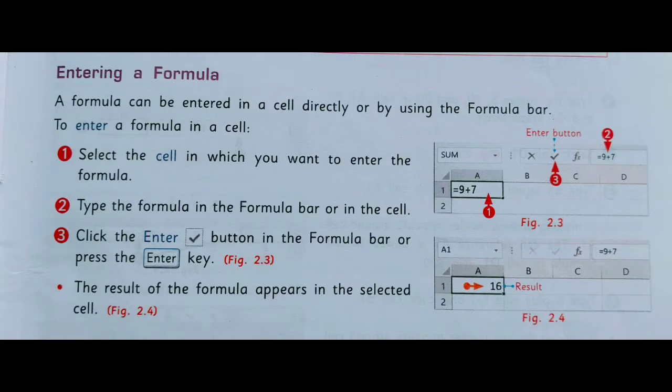Entering a formula. A formula can be entered in a cell directly or by using the formula bar. To enter a formula in a cell, first, select the cell in which you want to enter the formula. Then type the formula in the formula bar or in the cell. Third, click the enter button in the formula bar or press the enter key. The result of the formula appears in the selected cell.